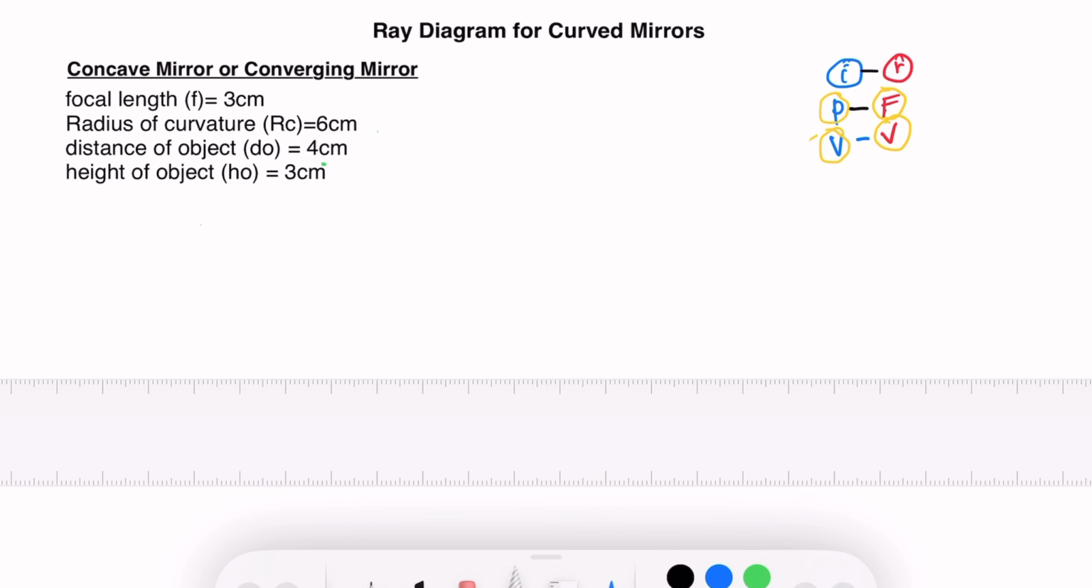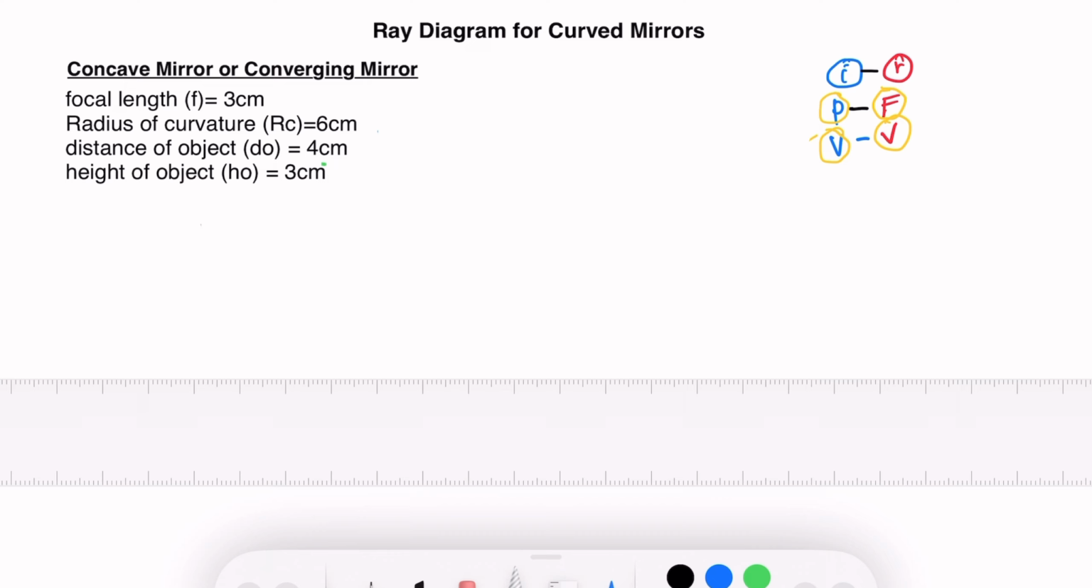Okay, so for the second part of our demo for ray diagramming for curved mirrors, this time the demo is again for a concave mirror, just in case the reflected rays do not converge in front of the concave mirror. So I'm going to show you how you will extend.